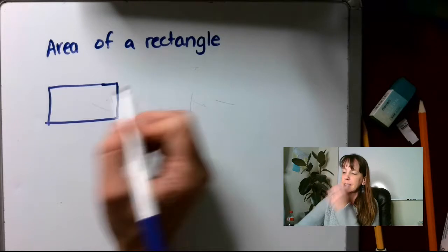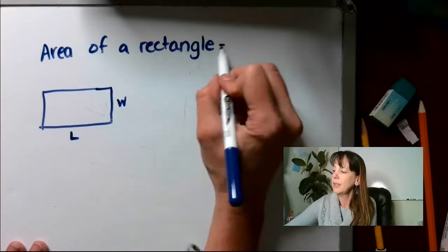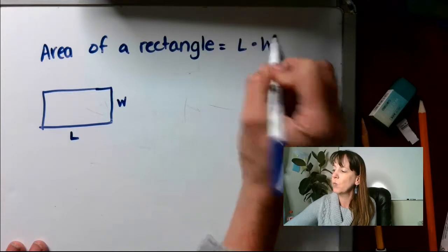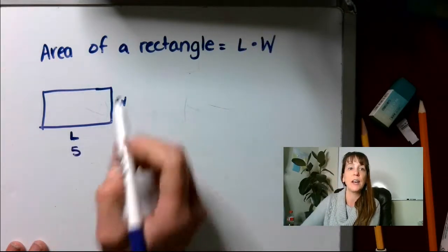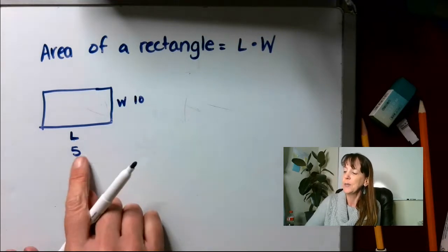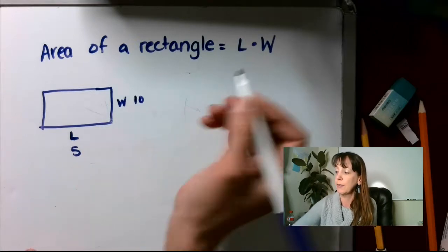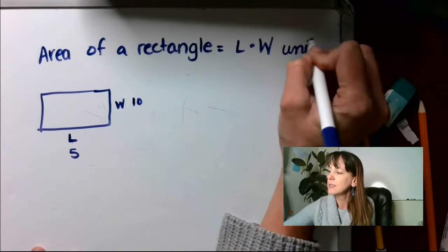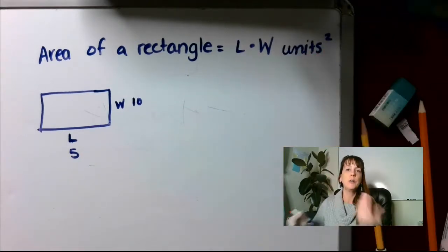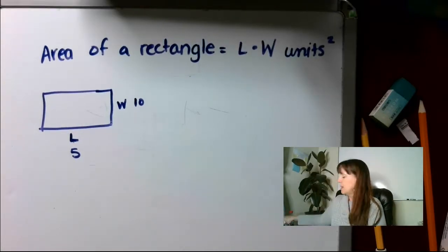Area of a rectangle is, we take the length and we multiply it by the width, equals length times the width. So if this is 5 here and this is 10 here, I've done a terrible job of drawing it, we take 5 times 10 and we would get 50 units squared. So whatever our units are. And guys, when I'm saying units, I mean things like inches, yards, feet, things like that.